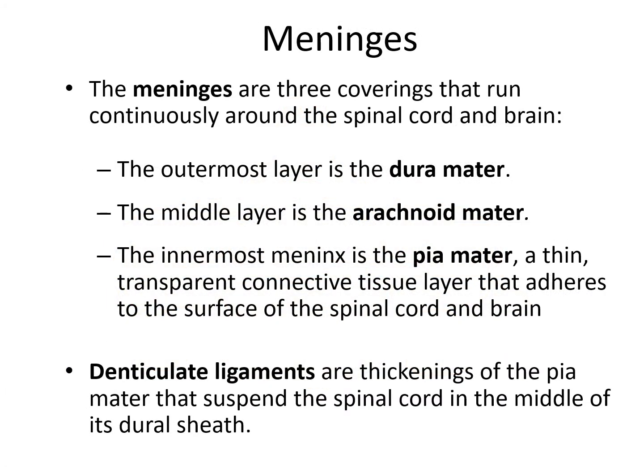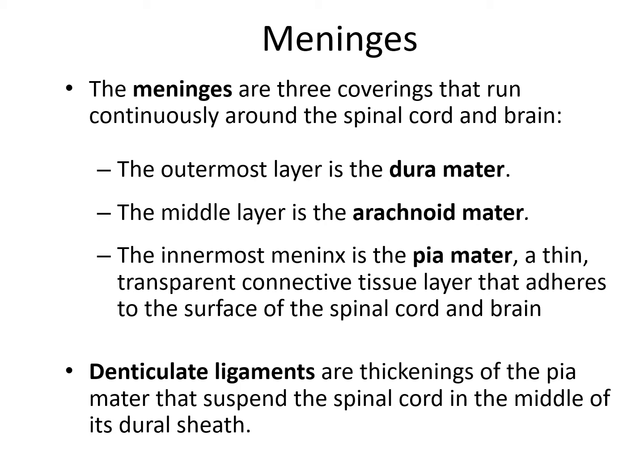Let's take a closer look at these meninges. So the meninges are connective tissue and they're protective coverings around the spinal cord and the brain. They're continuous between the spinal cord and brain. The outermost layer, so the most superficial layer, is the dura mater. Below that, we have the arachnoid mater. It's called that because it's web-like. Arachnoid means spider-like. And then the deepest layer is known as the pia mater.